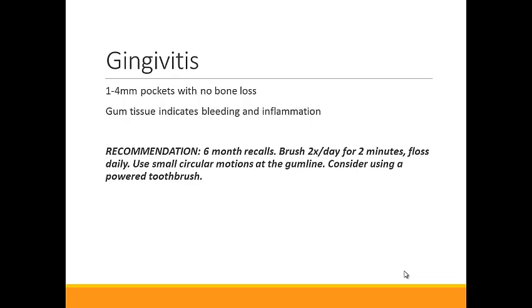A patient may present with gingivitis. What indicates the gingivitis? 1 to 4 millimeter pockets with no bone loss, gum tissue indicating bleeding and inflammation, also known as erythema or edema. Our recommendation for this patient would be 6-month recalls, brushing 2 times a day for 2 minutes, flossing daily, use small circular motions at the gum line, and consider using a powered toothbrush.